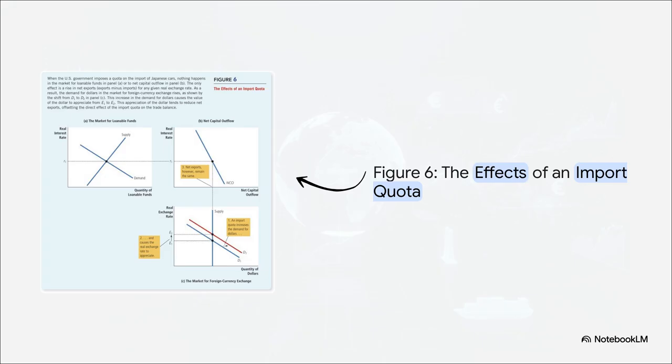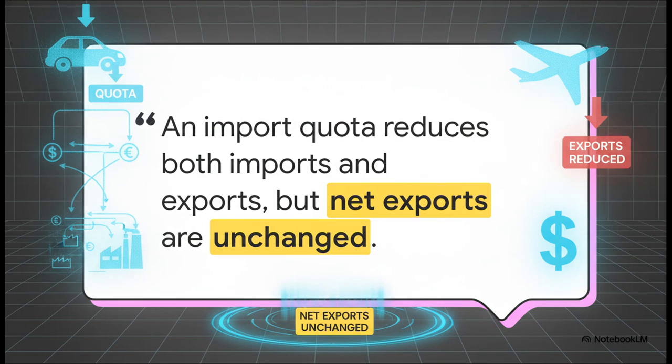So that initial artificial spike in net exports from the quota is completely and perfectly neutralized by the appreciation of the currency. And that brings us to this incredibly counterintuitive punchline right from our source material. In the end, an import quota reduces both imports and exports, but net exports are unchanged. That's right. The policy might save a few jobs at a domestic car company, but because the stronger dollar makes airplanes harder to sell abroad, it ends up hurting domestic exporters like Boeing. The overall macro balance literally does not move an inch.